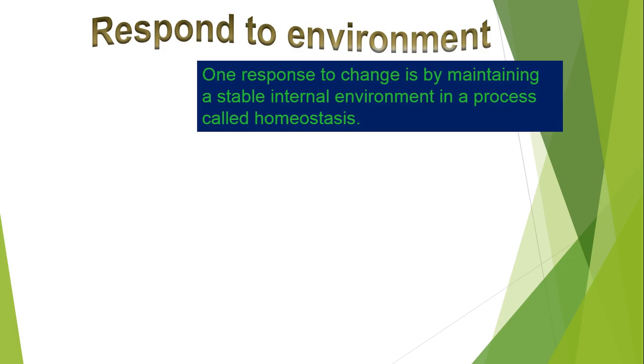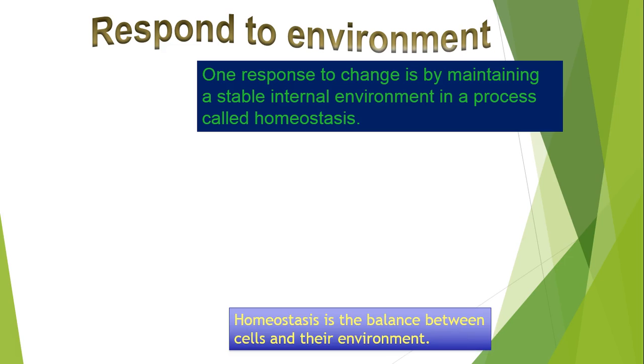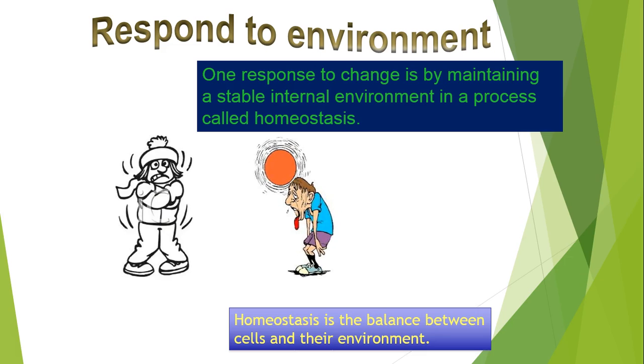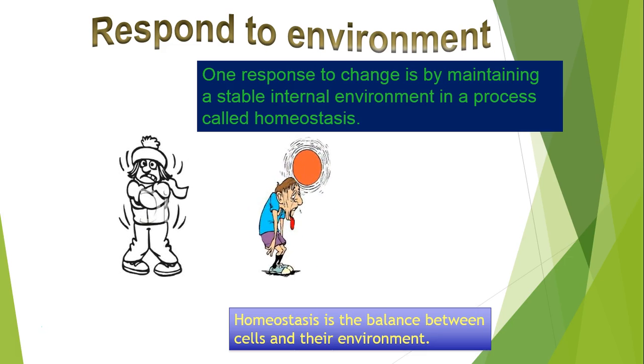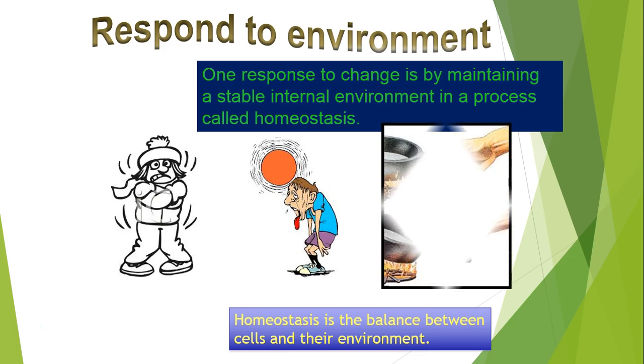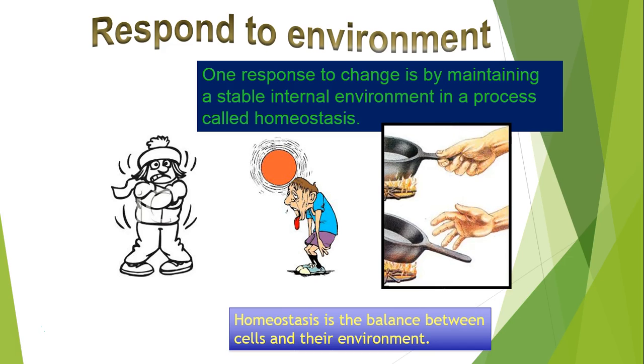Another component of being able to respond to the environment is something called homeostasis. Homeostasis is a balance between cells and the environment that those cells are in. For example, in an organism like a human, we have responses to maintain our internal body temperature. If you get too hot, you sweat. If you get too cold, you shiver. This is a response that helps keep that internal temperature the same the whole time.